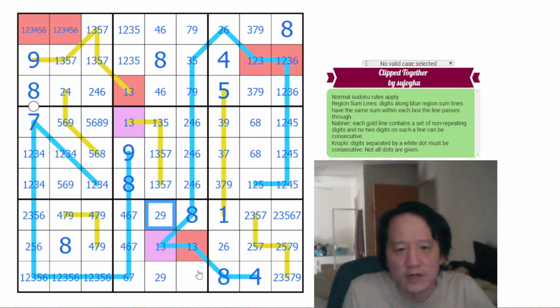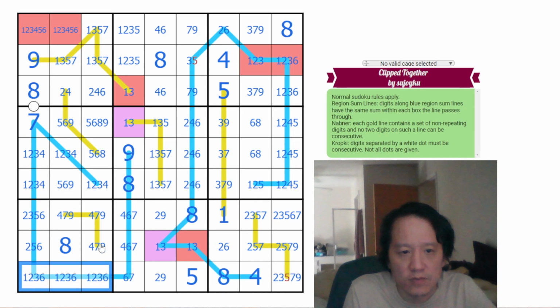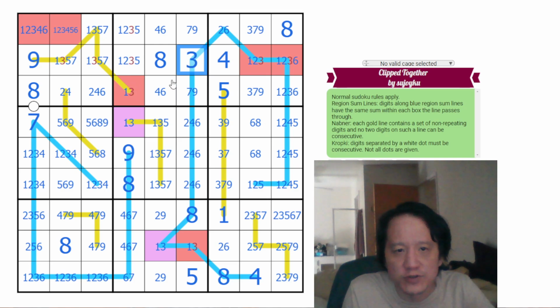This is 2, 9, 2, 9. Therefore, this is the 5. So the 5 cannot be here, which means this is 5, which means this can't be 5. This can't be 5. Okay. This cannot be 5 anymore because this has to be 5. Therefore, this becomes 3 and 9. So the reds are all 1s. So this is 1. This becomes 7. This is 1. This is 3. This is 3.